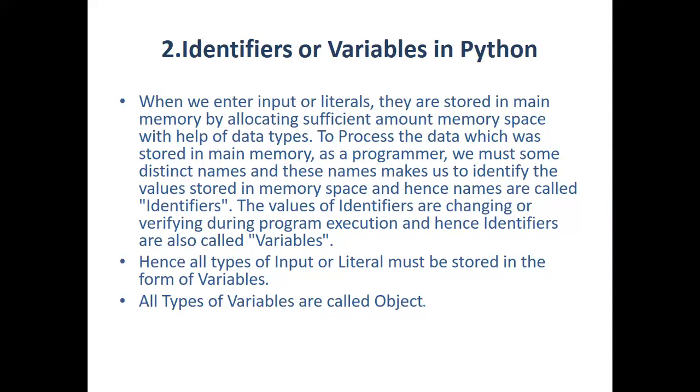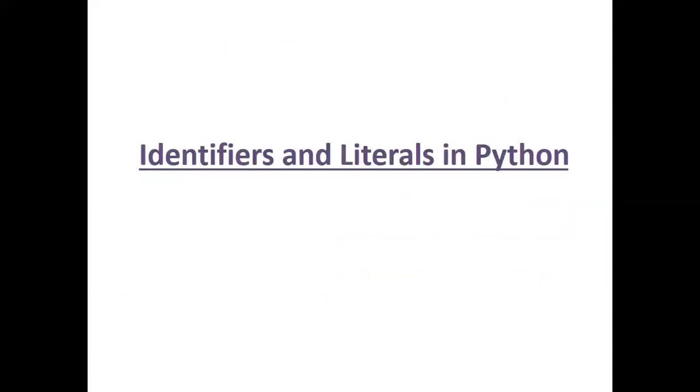Values of identifiers can be changed or verified during program execution, and identifiers are also known as variables. So all types of inputs or literals must be stored in the form of variables, and all variables are called objects. We have already discussed this.